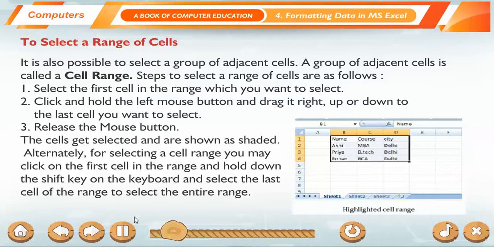Alternately, for selecting a cell range, you may click on the first cell in the range and hold down the Shift key on the keyboard and select the last cell of the range to select the entire range.